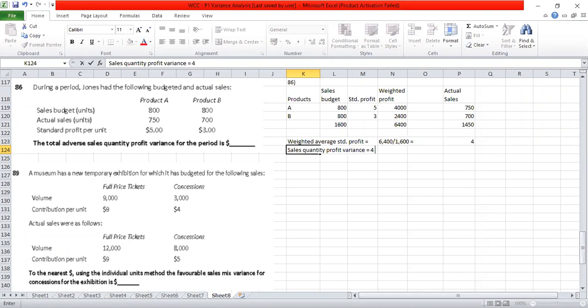Ma'am, is it 600 adverse, ma'am? I don't know. Let me also put it. The total is 1,600 and 14. It is adverse only because the actual sales are less than the standard sales. So on that note, it will be adverse only. Okay, ma'am. Yes, 600 adverse.